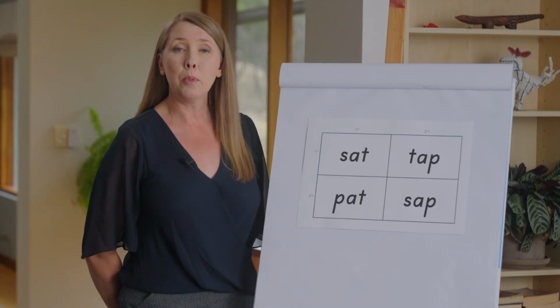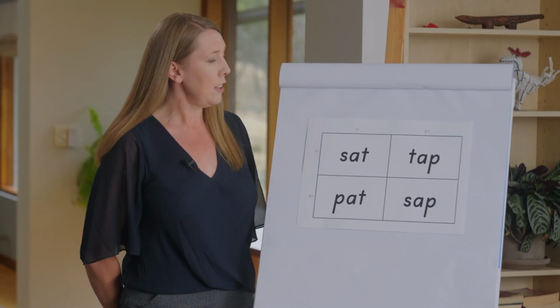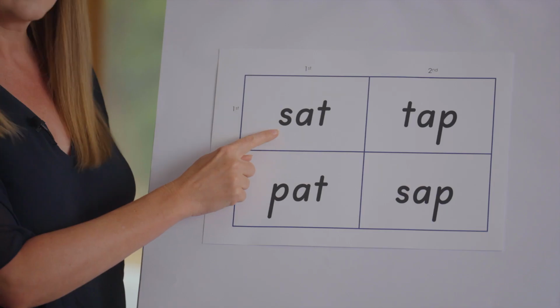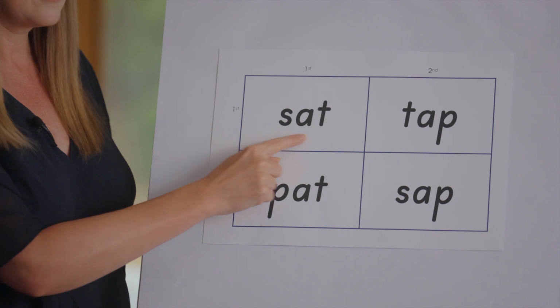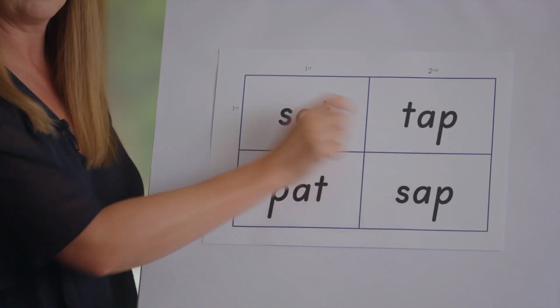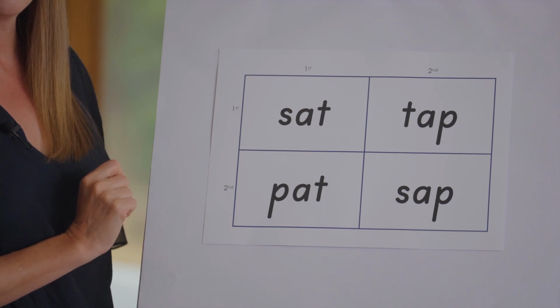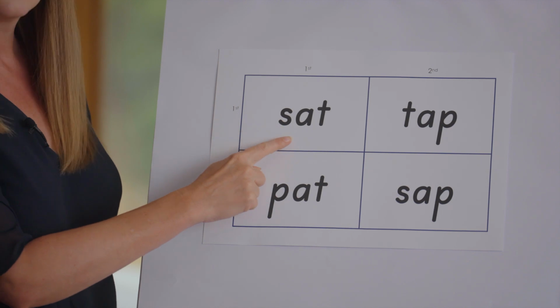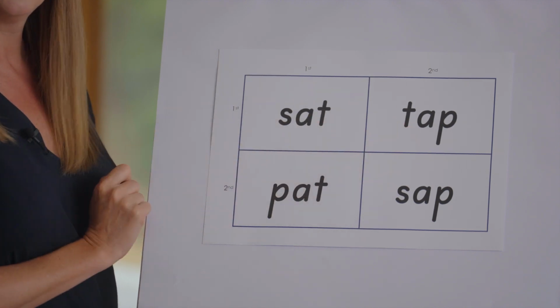We are going to read some words that we already know. Let's read the words that are in the first row. Are you ready? S, at, sat. T, ap, tap. Let's read the words in the first row again, but this time we'll read them as whole words. We won't sound them out. Are you ready? Sat, tap.